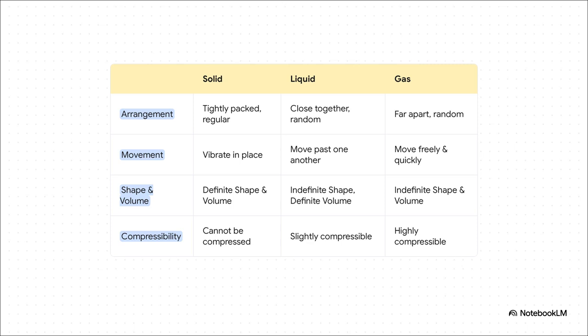Think of a solid. Its particles are locked in a tight grid, just vibrating in place but holding a rigid shape. Now, add some energy. Heat them up. They break free and start sliding past each other as a liquid. It'll take the shape of its container, but its volume stays the same. Add even more energy, and those particles fly apart completely, becoming a gas, expanding to fill literally any space you give them. It's a perfect progression from order to chaos.